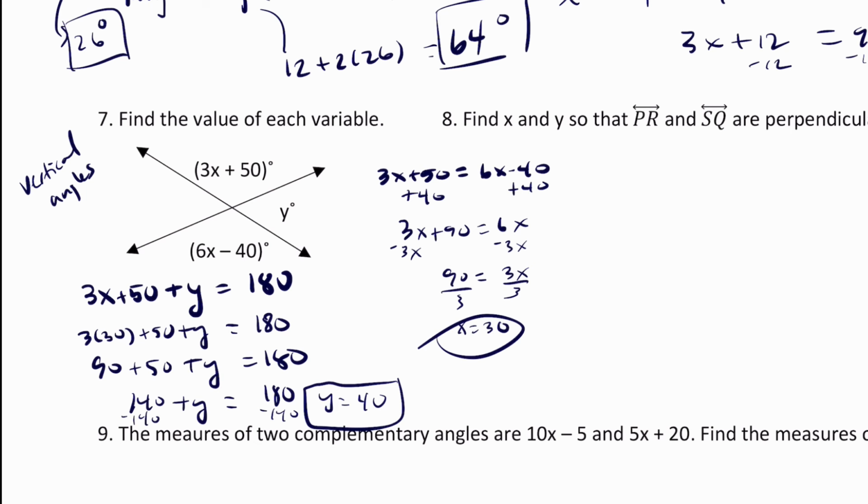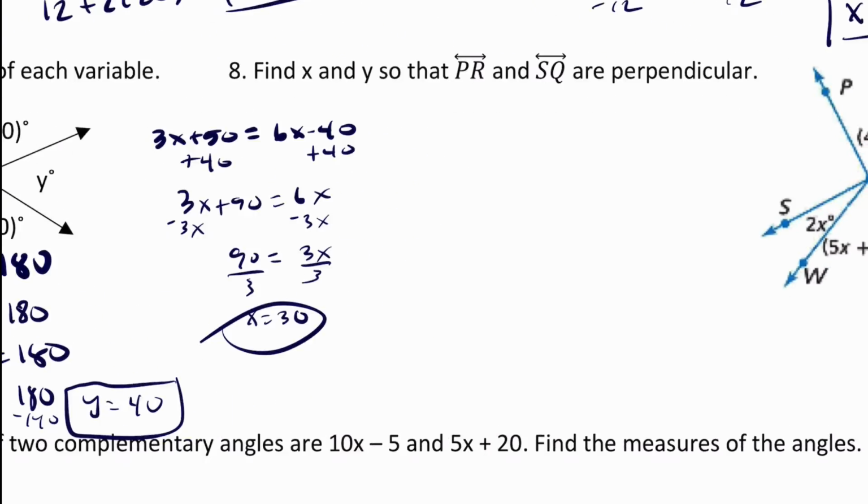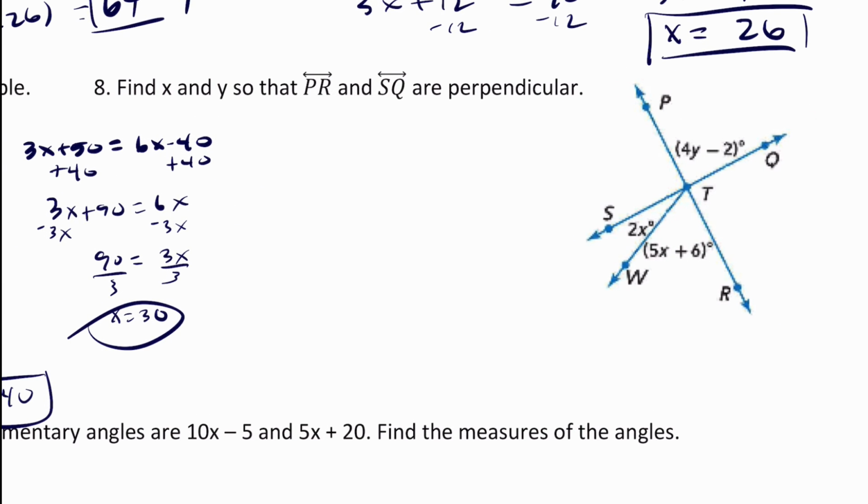The next thing that I want to do is number 8. It says find x and y so that line PR and SQ are perpendicular. So where's PR? PR is right here. And then line SQ is right here, and they form perpendicular lines, it looks like. That means that this angle and this angle are congruent. Let's go ahead and draw those in there.